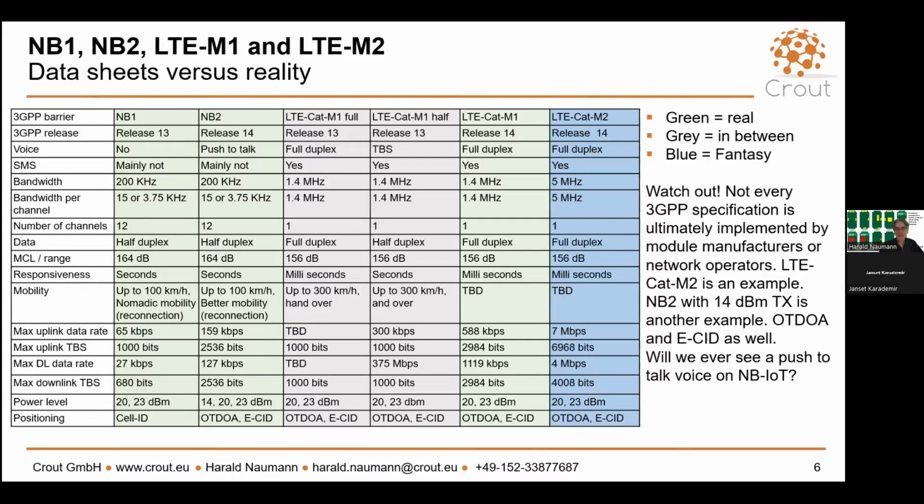So not any specification that we got from 3GPP will go into mass production or will be used in the networks. A good example is that Narrowband IoT has voice communication with push to talk. I don't see that somebody will activate in a network what is made for voice, a push-to-talk communication. A little bit more fantasy I see in the positioning as well.